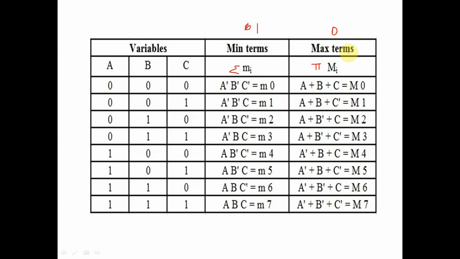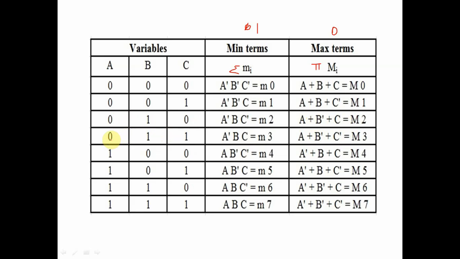Now in max term. In max terms, the 0 present term is denoted as 0. So 0 is nothing but present term. So A plus B plus C. Here 1 is nothing but bar. So A plus B plus C bar. Here I write 1, and 1 is nothing but absent term. So A, B bar, C. See here, A, B bar, C is equal to M2.